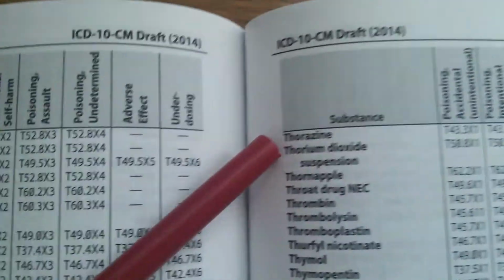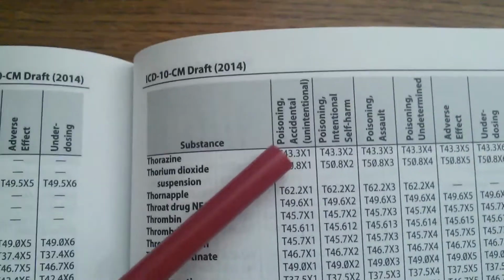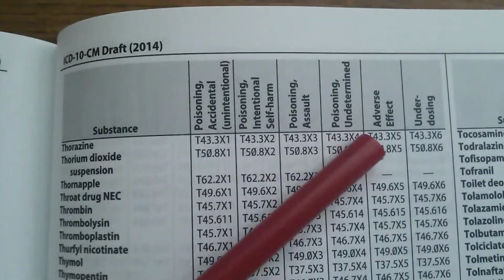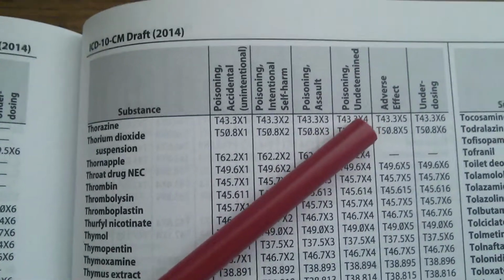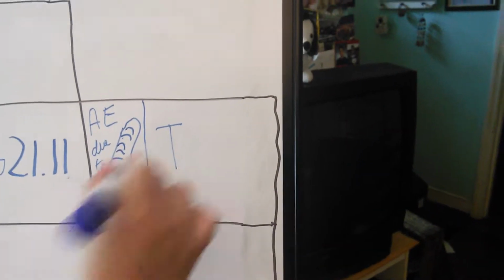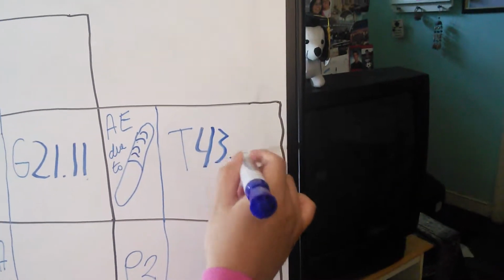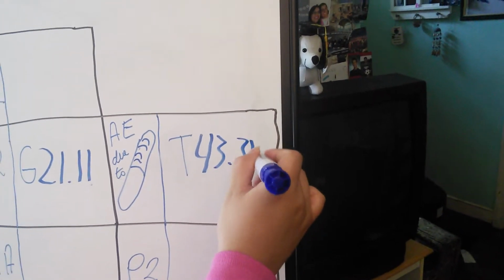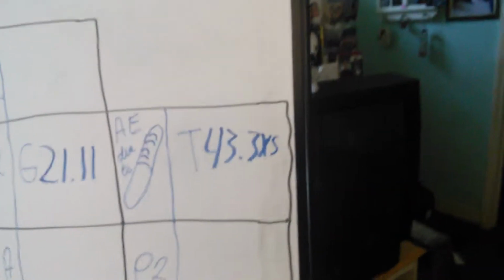It's alphabetical, so under the T's we find Thorazine. Now there are several columns here. Which column do we want? Adverse effect, because that's what we're looking for. So that's the code that we need. It's T43.3X5. So let's write it down out here. T43.3X5. That's a code, right? So far.